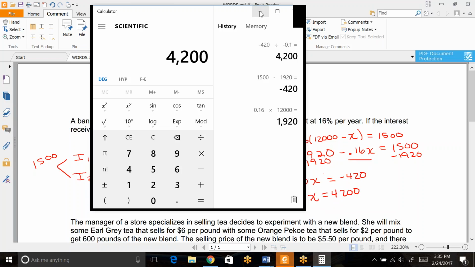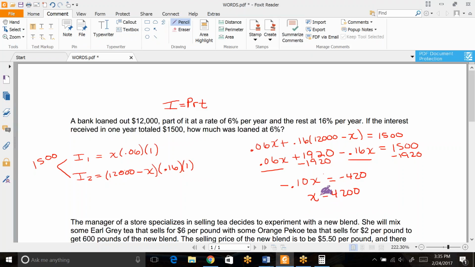Now we need to put a unit with this because you always need to have units attached to your answers with word problems. This was the amount of money that was invested at the 6%. So this is $4,200 at the 6%. Now that is actually the only thing they asked me for in this problem. It just said how much did they loan at 6%.